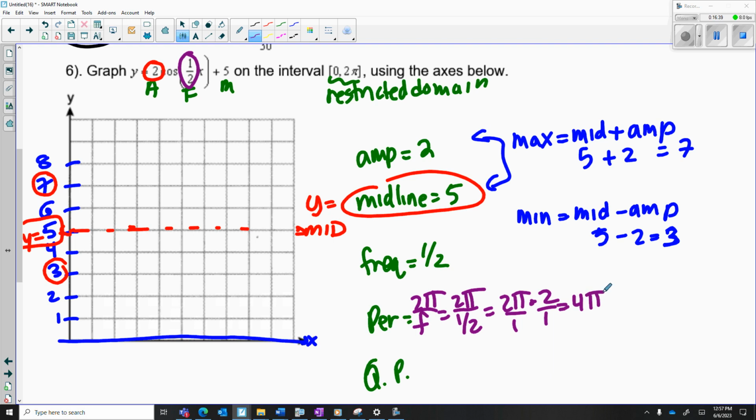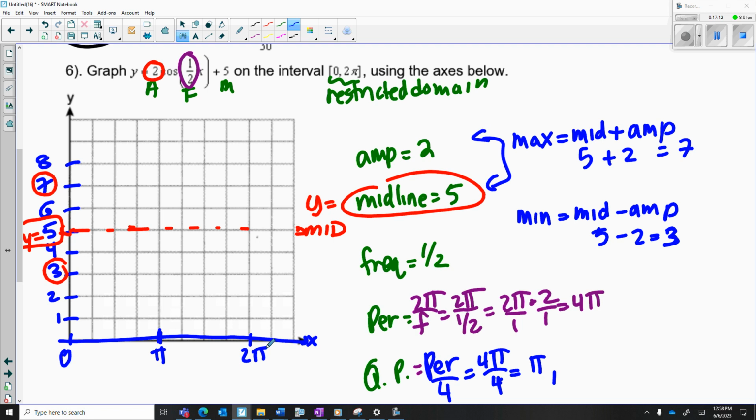But they didn't ask me to graph one full period. They asked me to only graph from 0 to 2 pi. So we need to get the quarter points. The quarter points are period divided by 4. If we take 4 pi and divide by 4, we get pi. This means that we're going to be counting by pi. So along the x-axis, let's do 4 boxes equaling 1 quarter point. So I'm going to do 1 pi, 2 pi, 3 pi, 4 pi.